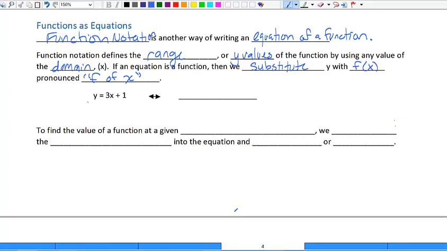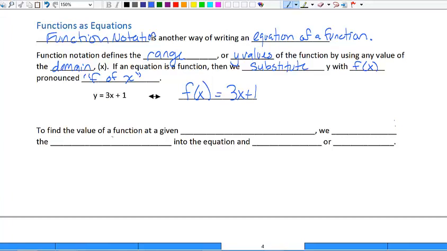So let's say I had an equation y equals 3x plus 1. In function notation, we would simply write f of x equals 3x plus 1. We just take the range, which is the y values, and replace it with this function in terms of x. Writing it in this form is actually a whole lot more descriptive. It tells you what value you're plugging in for x.